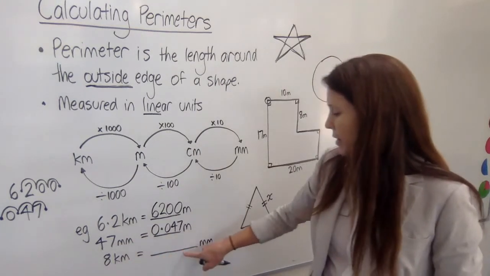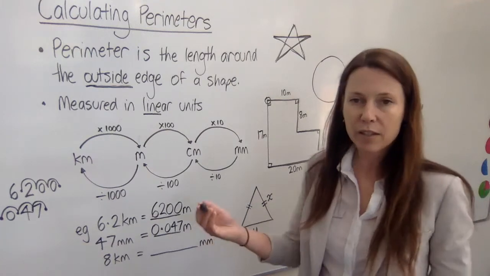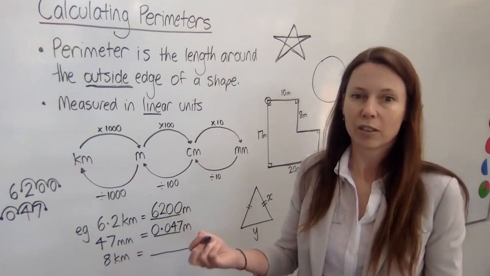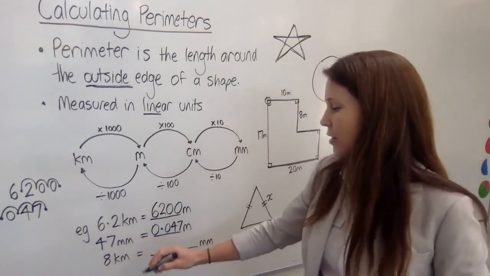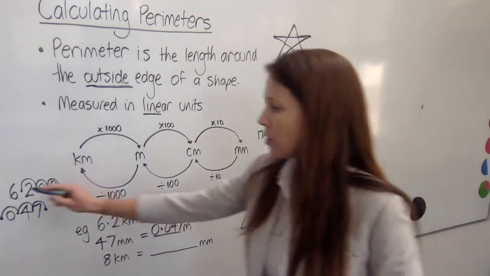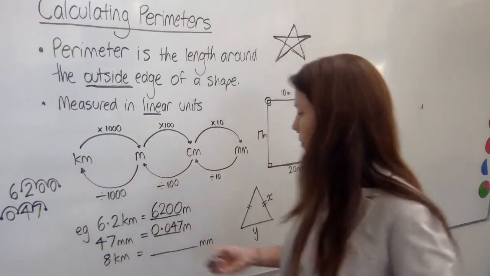8 kilometres is how many millimetres? The first thing you should be thinking is, oh, a lot. Okay, I'm going to need to make this a really much, much bigger number. And that tells you that you're going to be moving the decimal this way and adding zeros to the number.